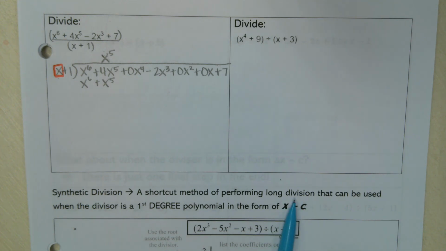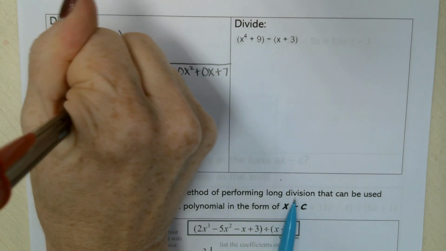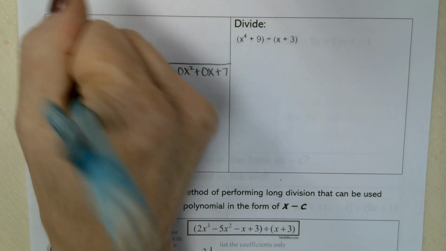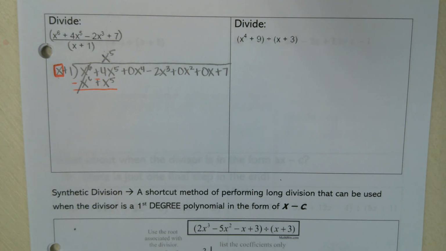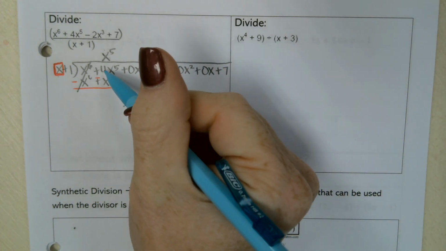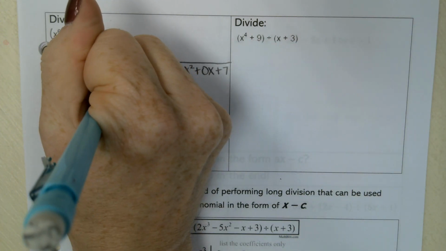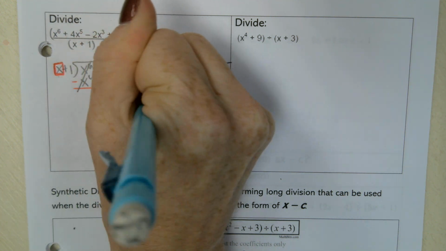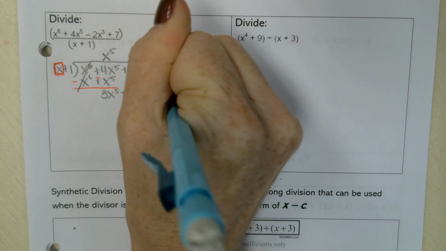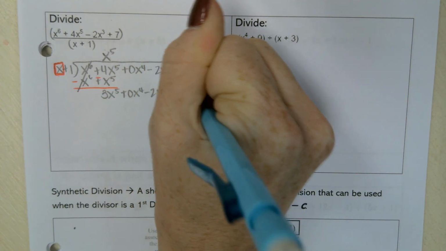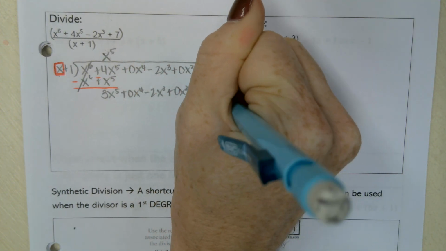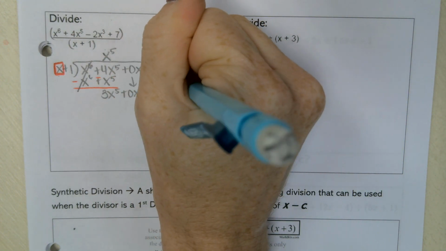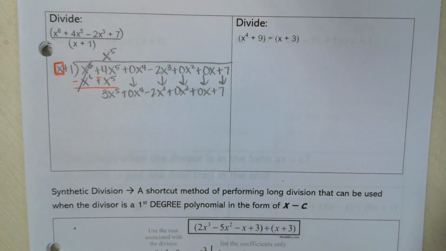And then we subtract. The x to the 6th cancels. What is 4 minus 1? 3. So that's 3x to the 5th. And I'm bringing everything down. How do you know when you bring everything down? After you subtract. We're going to keep bringing it down until we're done.